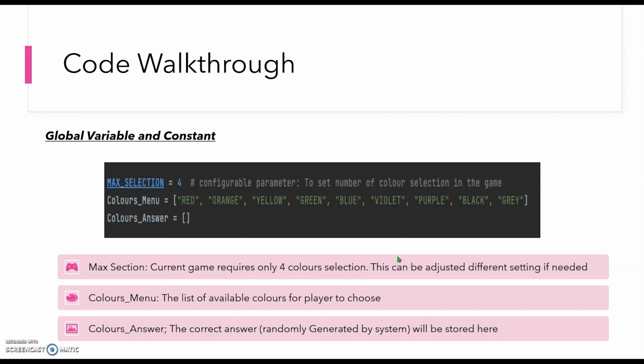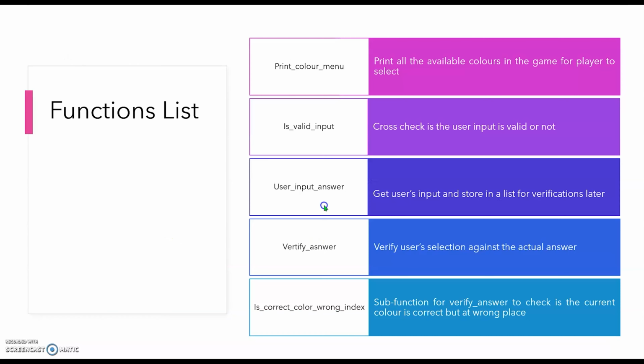Code walkthrough. Global variables and constants. For the max selections, the current game requires only 4 color selections. This can be adjusted to different settings if needed. Colors menu: the list of available colors for the player to choose. Color answers: the correct answers randomly generated by the system will be stored here.